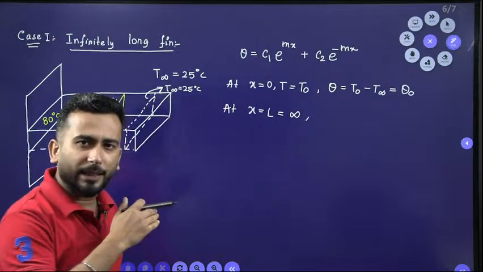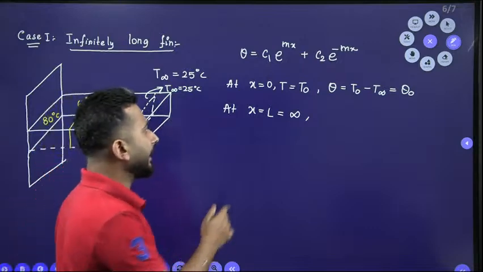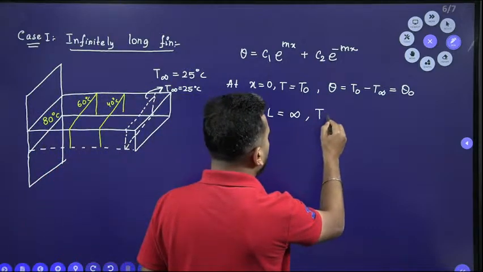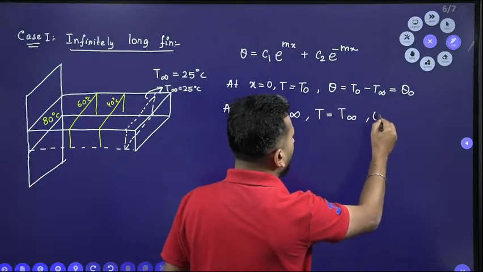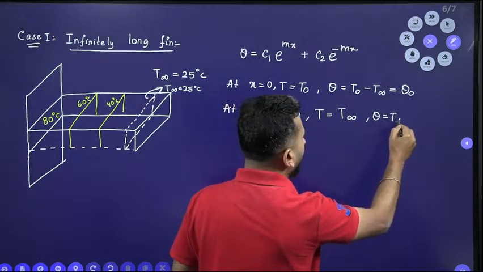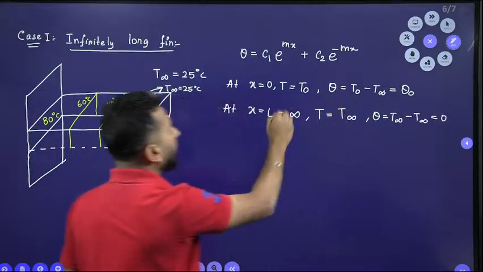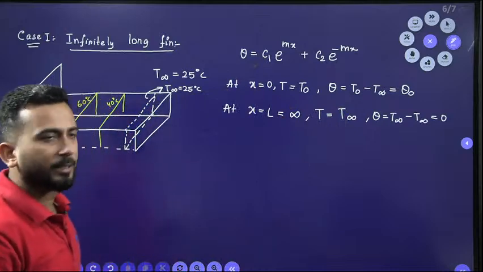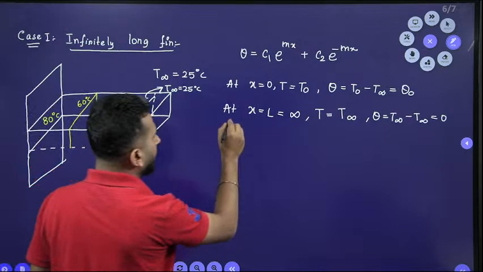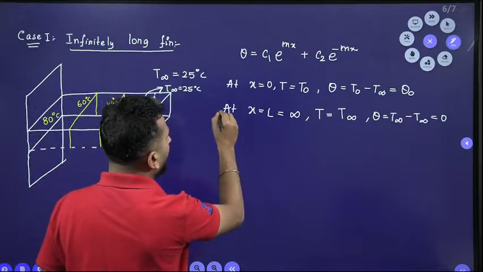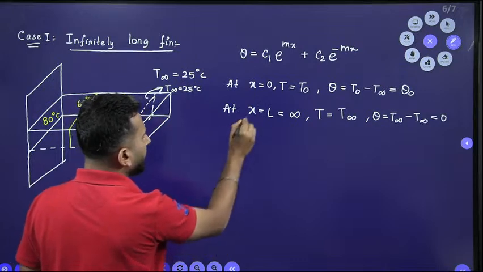Obviously, any length cannot be infinite. It is only for the mathematical purpose that we are writing L as infinite. The temperature is nothing but T infinite, ambient, and so theta will be T infinite minus T infinite, that is 0. So using these two boundary conditions, I will be deriving the temperature profile. So now I am using the second boundary condition in this. So that means the second one.